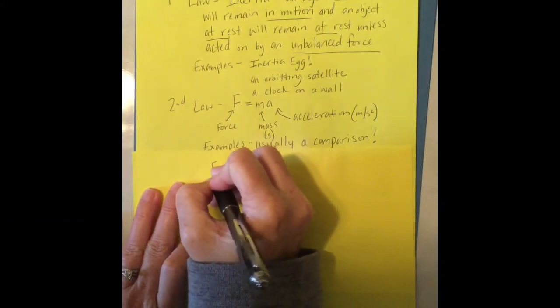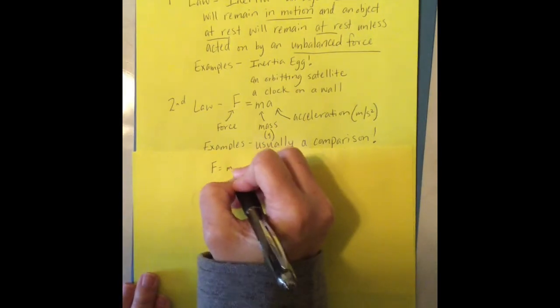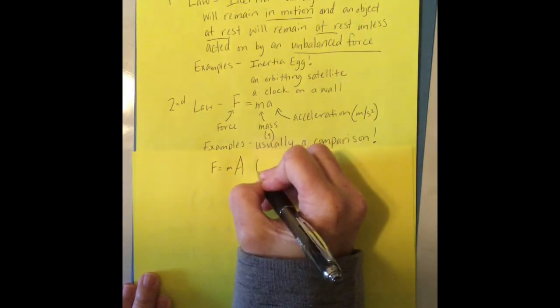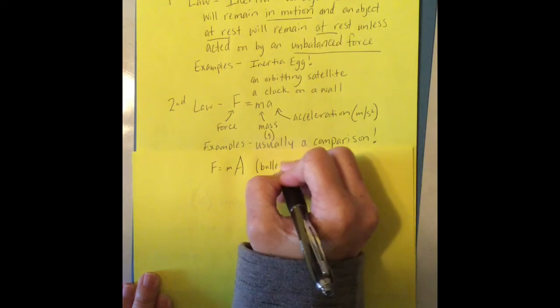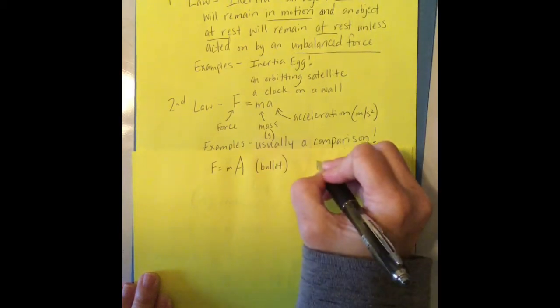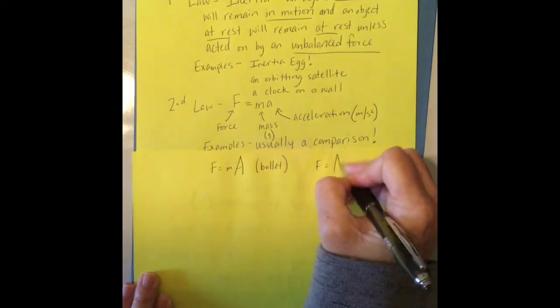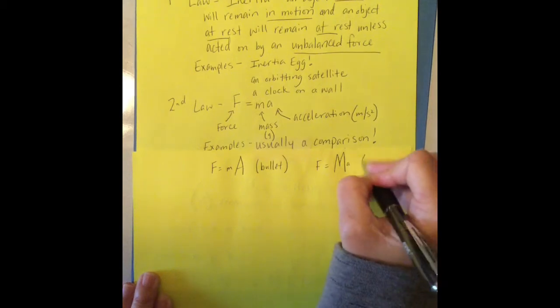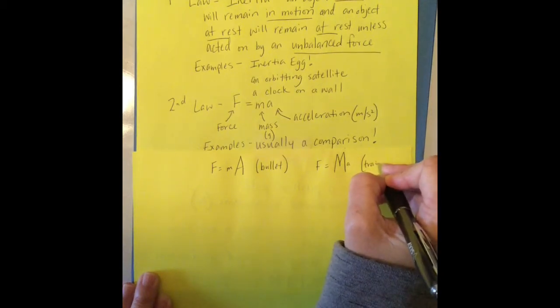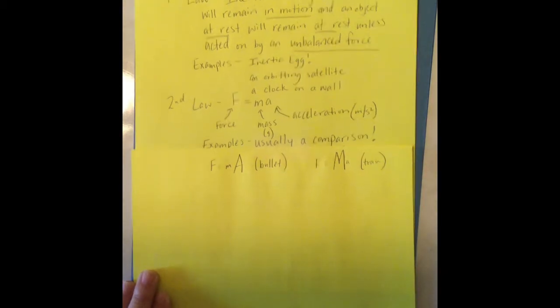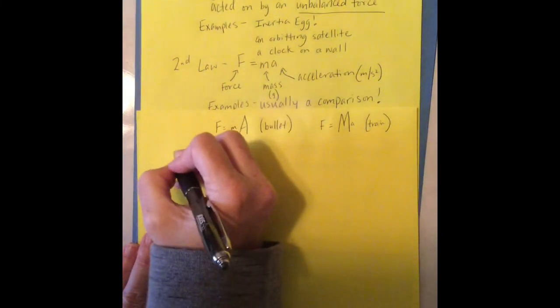In class, we talked about some specific examples of a really small mass with a really high acceleration can provide a large force like a bullet, or a really large mass with a really small acceleration could also provide a large force like a slow-moving train.